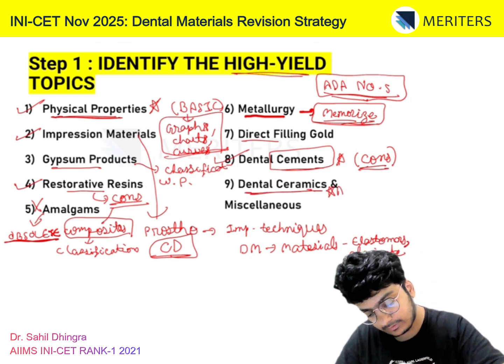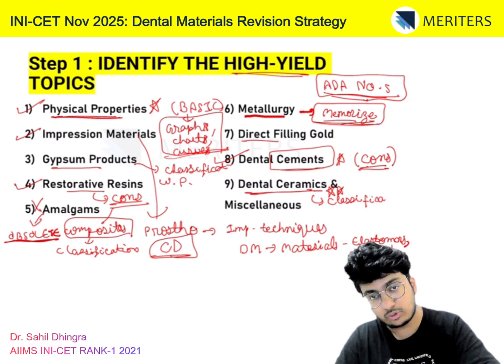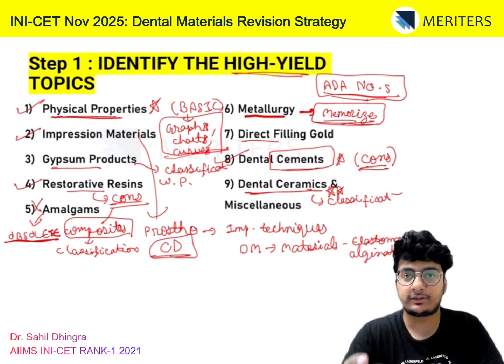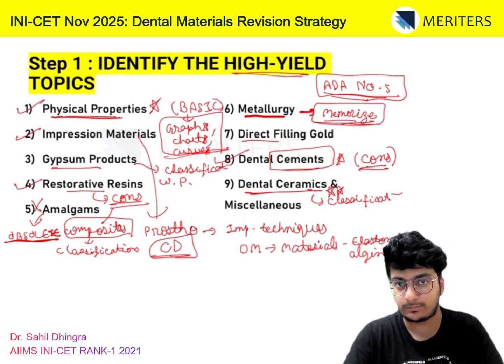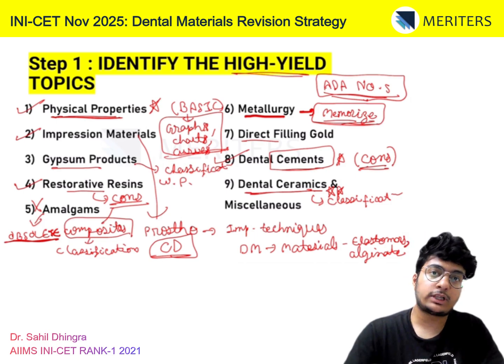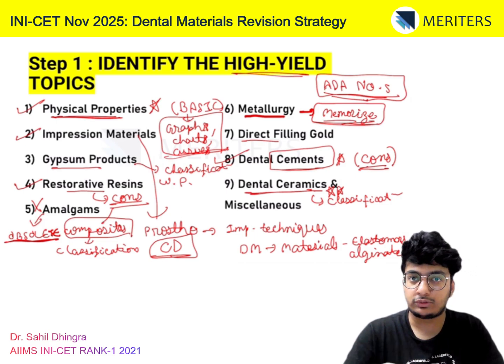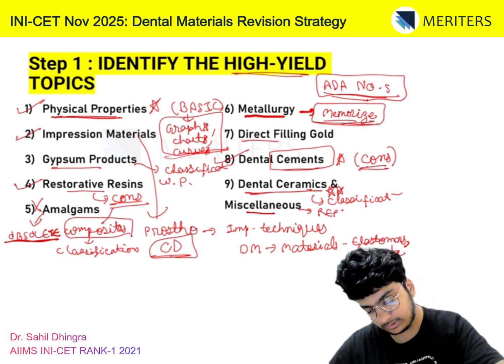Then dental ceramics. Dental ceramics, again, very important, specifically the classification. Most of the times in AIIMS, they are asking you basic questions. They will ask you which is a castable ceramic like Dicor or which is a machinable ceramic. So Dicor MGC is machinable ceramic. Then they can ask you the IPS Empress and all. What are the lithia disilicate ceramics which are used nowadays in the anterior tooth? And then in the miscellaneous, you will see the repeats.